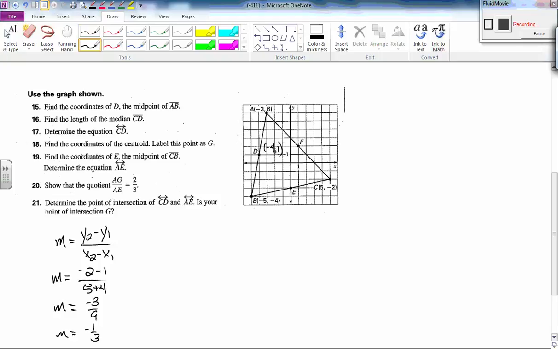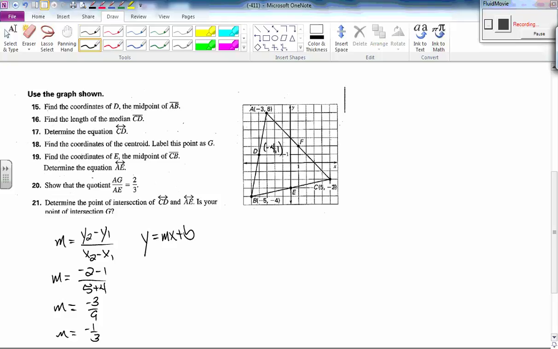Now this makes sense because if you look from D to C, that line would be going downhill, so it should have a negative slope. Now that we have that slope, we are going to use one of these points and the slope to find the y-intercept, the y-intercept being b. You can either use y equals mx plus b, or y minus y1 equals m times x minus x1. I'll use y equals mx plus b.